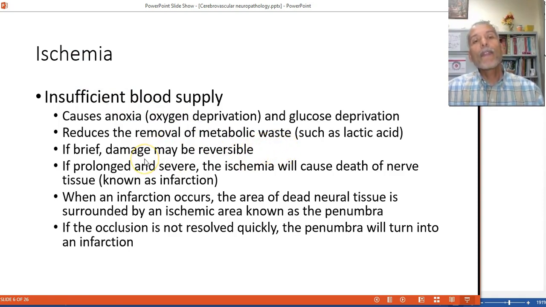And then if that ischemia is brief, if it's not severe, the damage is limited, and the effects could be reversed. However, if it is prolonged and severe, the ischemia will cause infarction, or cell death, of the nerve tissue in the area that is supplied by that blocked blood vessel.